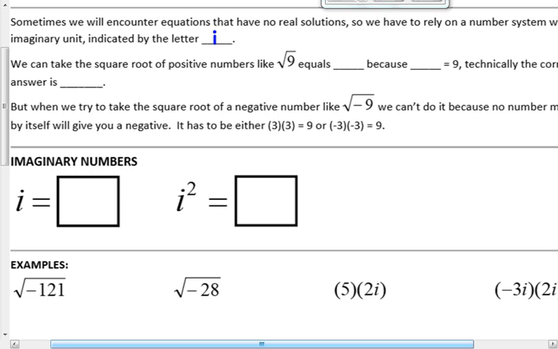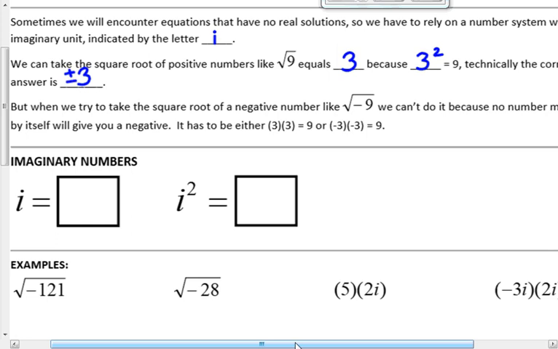We can take the square root of positive numbers like the square root of 9, and we normally say it equals 3 because if we go backwards, 3 squared is 9. Keep in mind that squaring and square rooting are inverse operations. They're opposites of one another. Technically, the correct answer to the square root of 9 is not just 3, but also negative 3, so we say plus or minus 3.